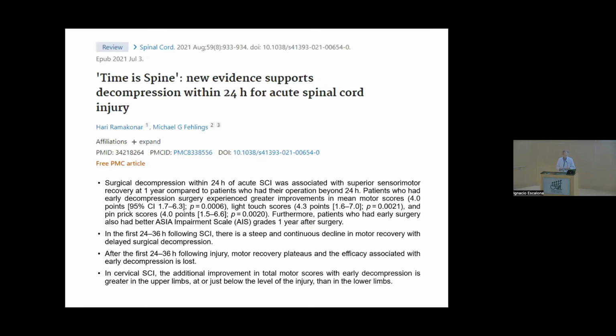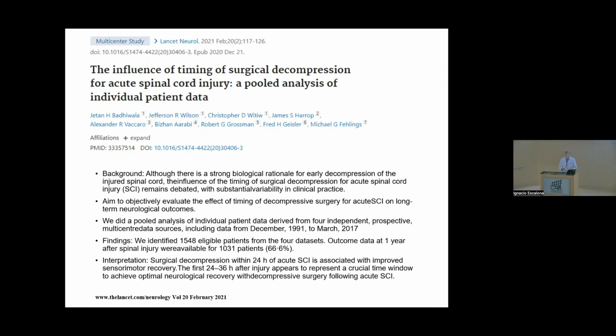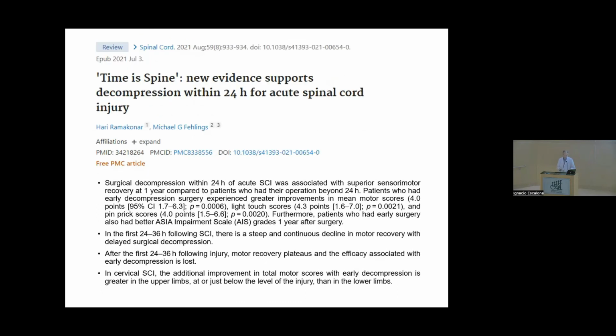So this is a great example of big data machine learning that's being used in neurosurgery right now. You know about time is spine. This is coming out of Michael Fehlings. A lot of people are studying it, but I see more and more papers from Michael Fehlings looking at surgical decompression within the first 24 hours. And understand that in Miami, when it's appropriate, you're trying to decompress as early as possible.